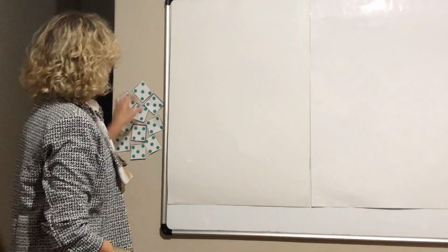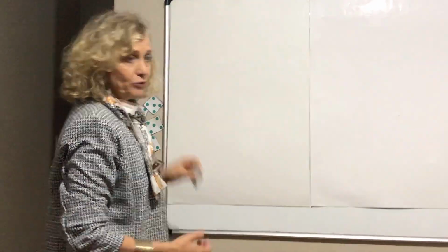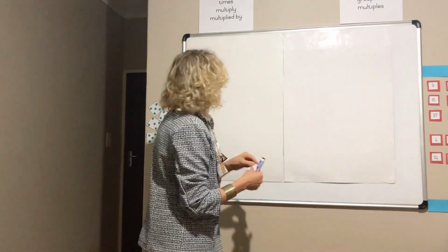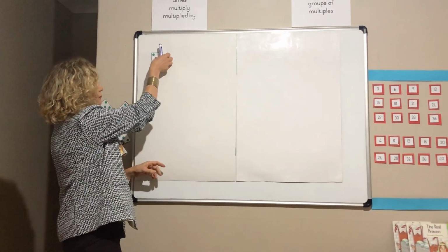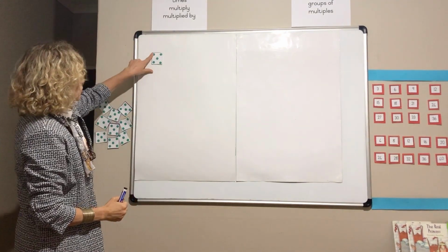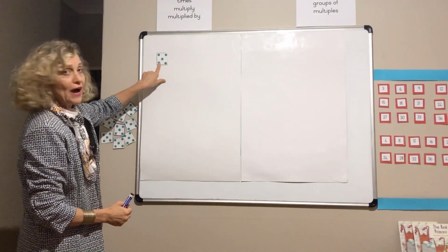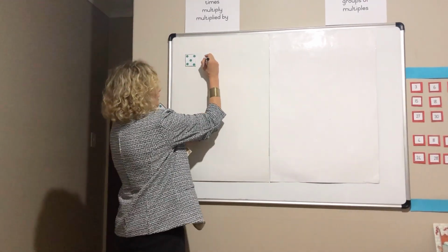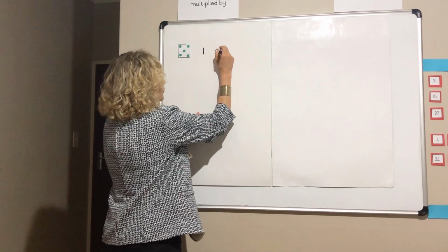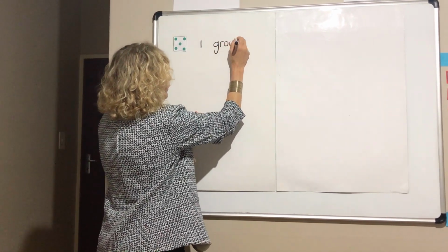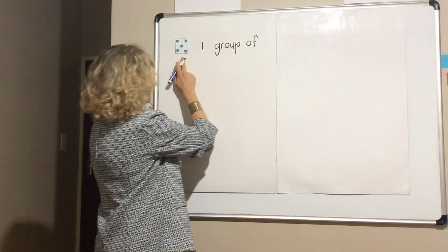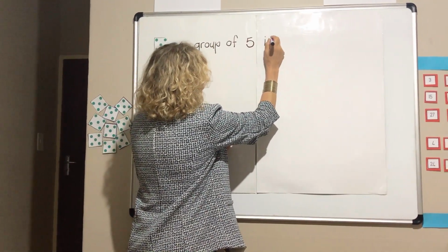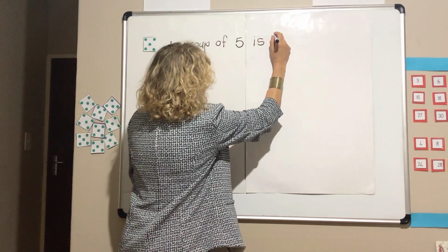Now, just like we did with the 2 times table, we build it up with groups of. So how many groups of 5 do you see here? There's 1, 2, 3, 4, 5 dots there. Okay, so this is one group of, how much is it? It's a group of 5. Is 5.